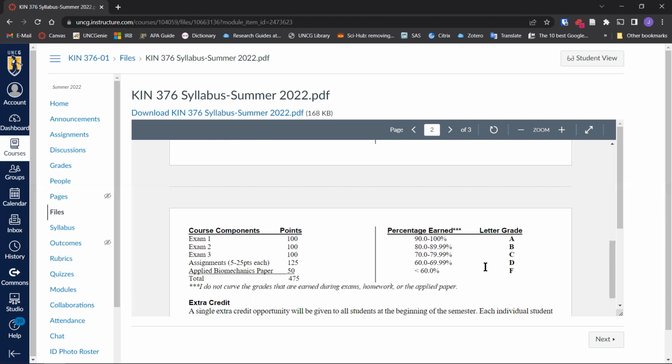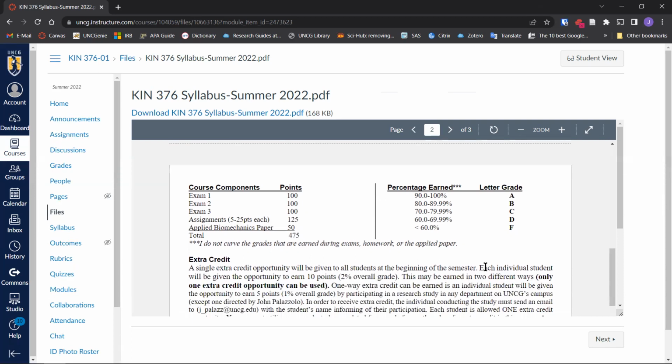If you get 90 to 100%, that's an A, 80 to 89.9%, that's a B, so on and so on. I don't curve grades that are earned during these things. What you earn is what you earn. I've stated it specifically below too.